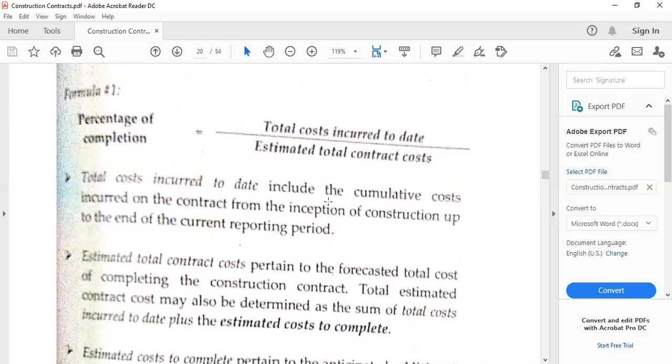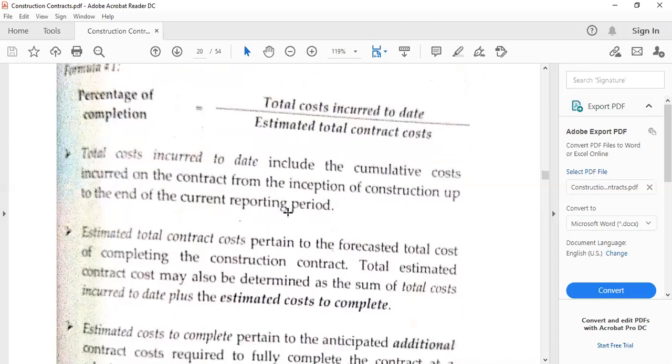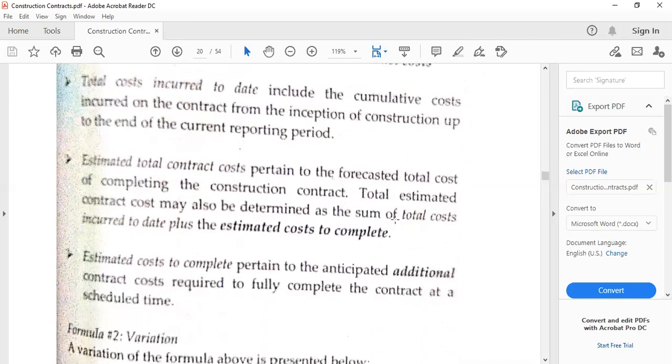So for example, there are 10 years for the completion of the contract, and then we are on the third year. So from first year to third year, if we total the costs, that would be the total cost incurred to date. And from the end of that third year, meaning beginning of fourth year up to the 10th year, then we have to estimate the cost to complete. So the denominator would be the total cost incurred to date from first year to third year and the estimated cost from fourth year up to the 10th year. So that would be the denominator.